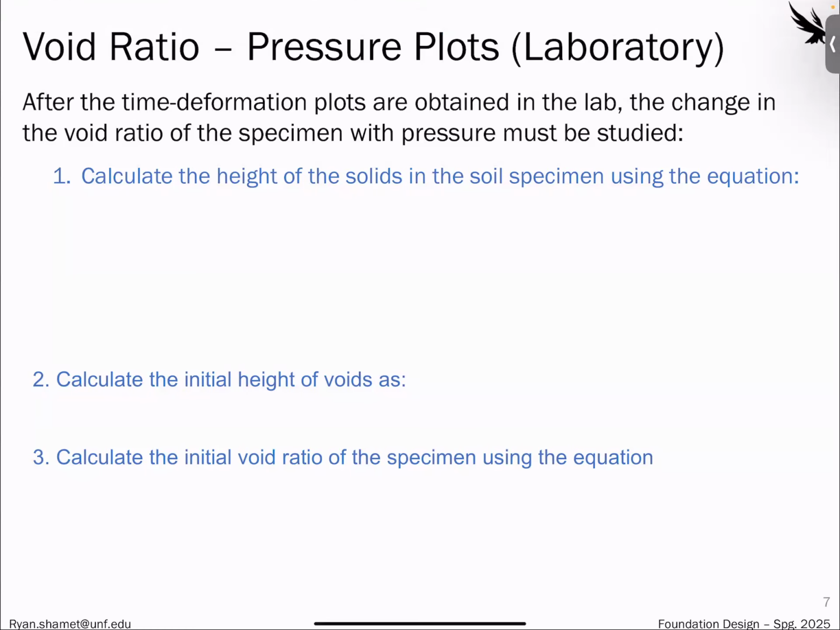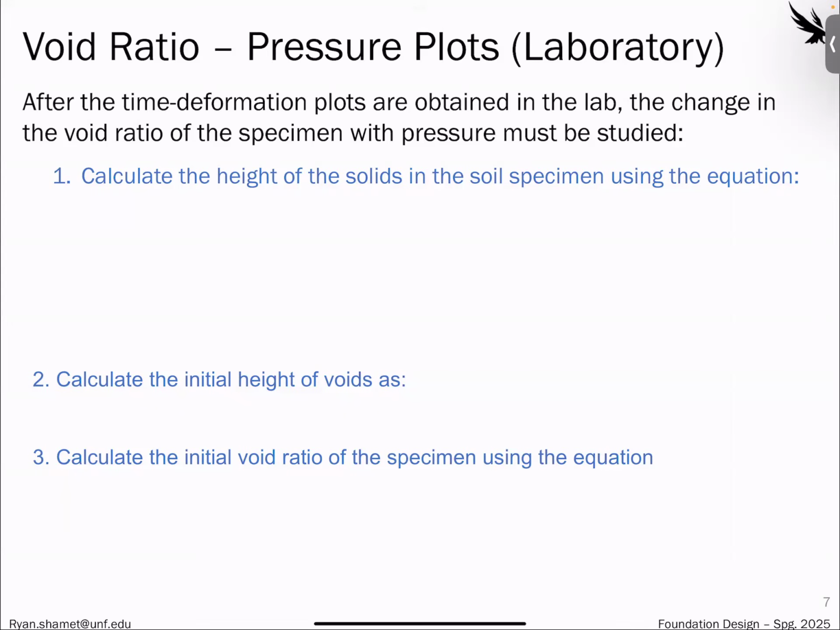So keeping that in mind, what we are looking for is, this is the pressure plot, or that's what it's often called. So what we first need to do is calculate the height of the solids in the soil specimen, and we use this equation. The reason why we care about the height of the solid portion is because this is a one-dimensional test. The three-dimensional aspect of our little hockey puck of soil, the soil can only move in one direction. So that's how we can find that change in height is equal to the change in volume.